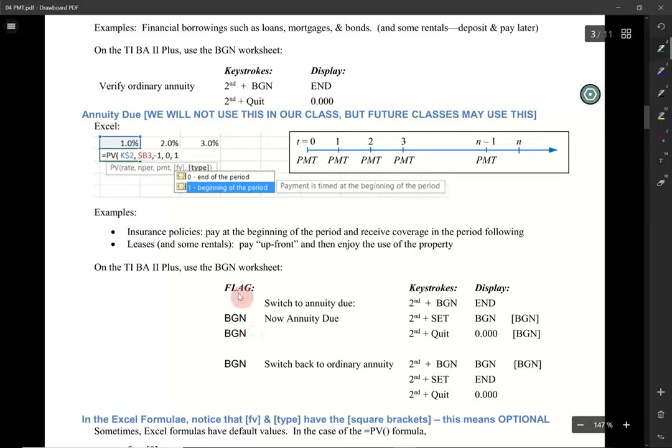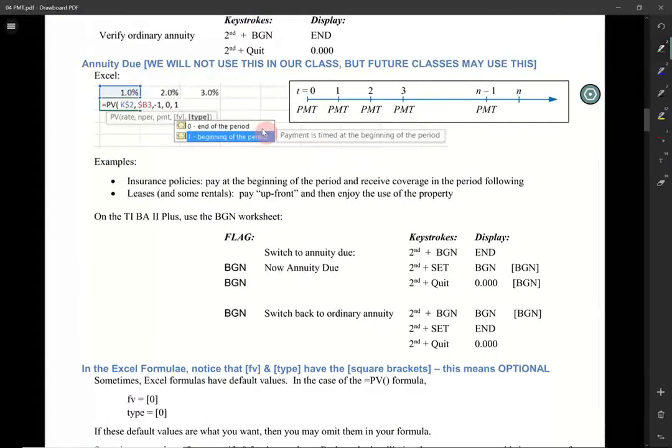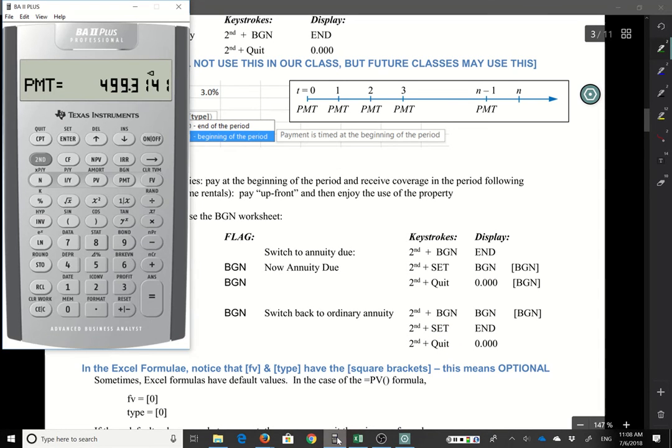on the TI calculator, the default is the ordinary annuity. And so the question is, if you have the annuity due, how do you do that? Basically, there's this flag called BGN, which is beginning, right? So payment is at the beginning of the period. You go there and set it, and then the flag is there, and when you want to switch back, you go back there and set it again. So it's what's called a toggle, right? You basically toggle it on and off.